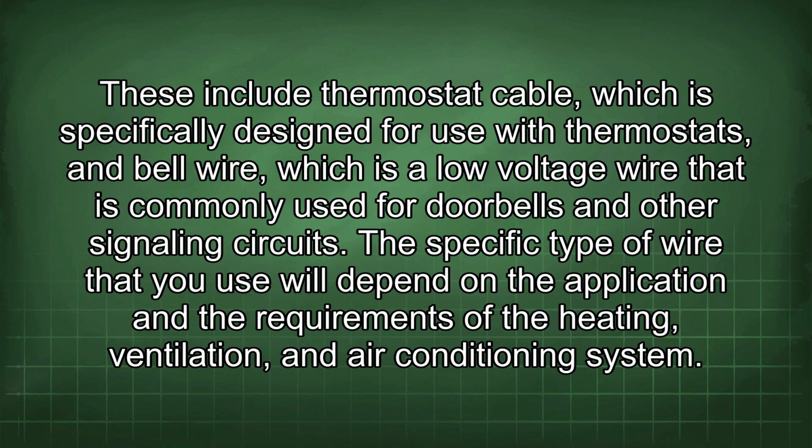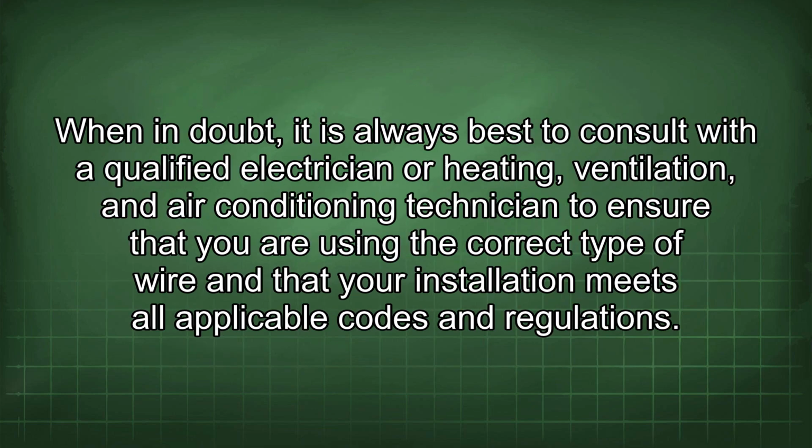These include thermostat cable, which is specifically designed for use with thermostats, and bell wire, which is a low-voltage wire that is commonly used for doorbells and other signaling circuits. The specific type of wire that you use will depend on the application and the requirements of the heating, ventilation, and air conditioning system. When in doubt, it is always best to consult with a qualified electrician or heating, ventilation, and air conditioning technician to ensure that you are using the correct type of wire and that your installation meets all applicable codes and regulations.